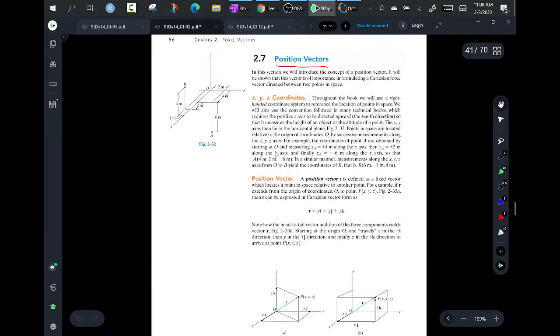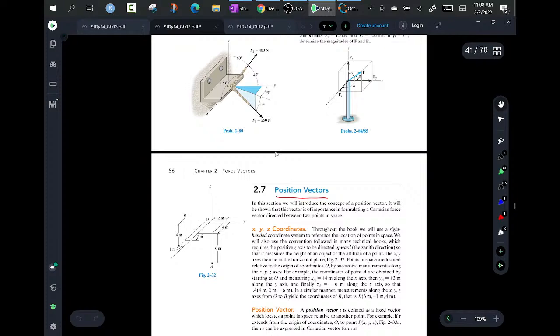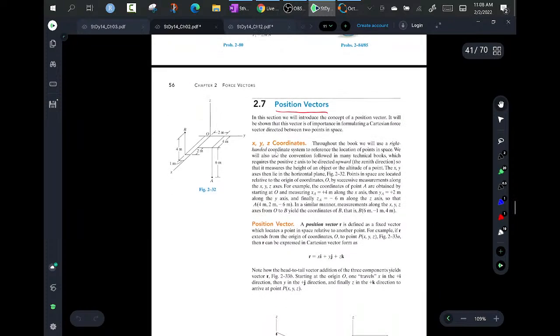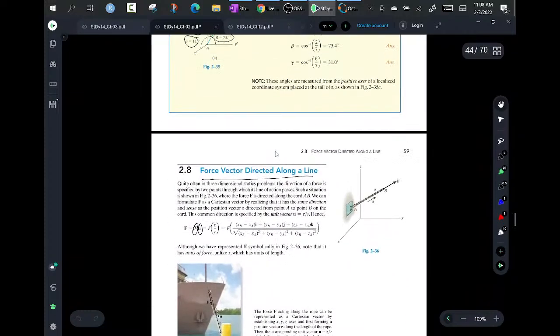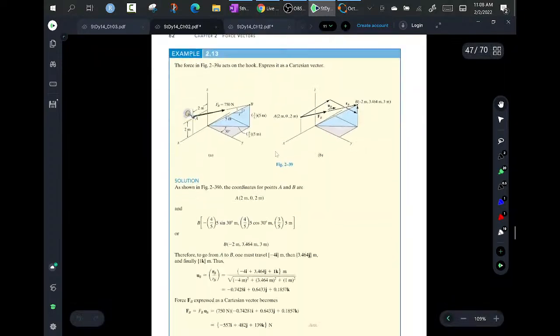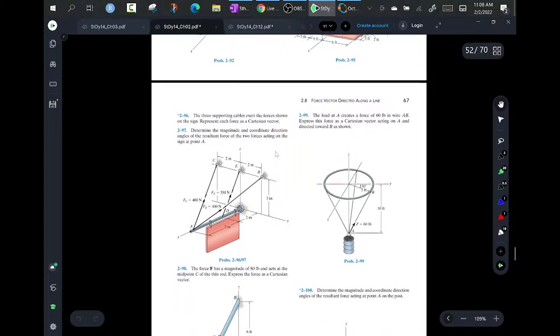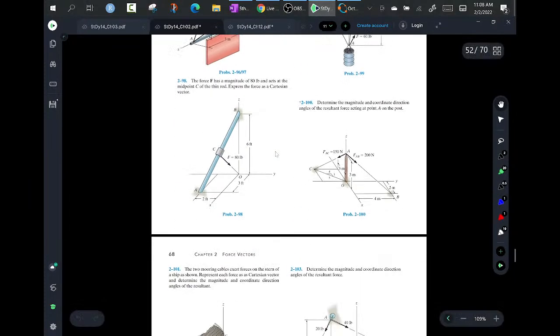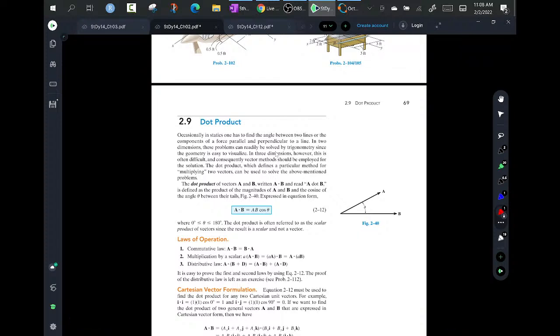Wait a minute. Let me make sure. I'm trying to remember. We already did that. We already did the position vector. Okay, so really, I think we're into the dot product and cross product here in a second. I'll come back and work one out, but let me head on. Okay, so I'll do the dot product for a second.